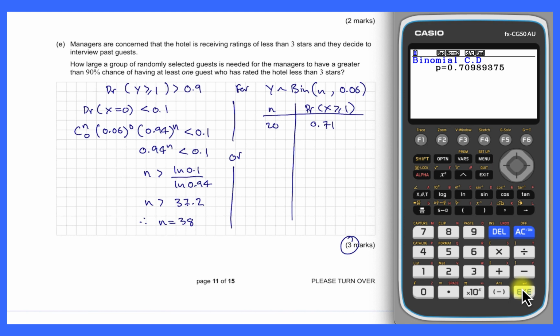I'm going to round answers to two figures. So trial and error says we have to increase this value to increase our chance of getting at least one person that we're looking for. I'm going to go to 30 next. You can see that that value is too small, and so we're going to continue to trial and error, recording as we go.